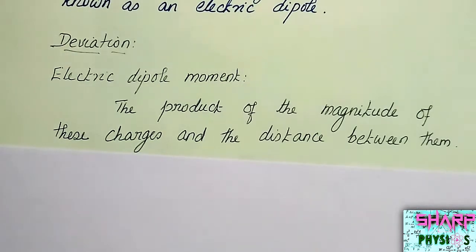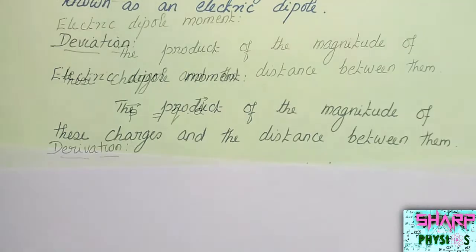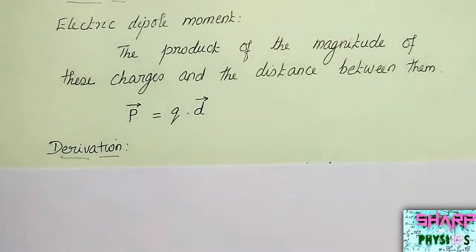So electric dipole moment is defined as the product of the magnitude of these charges and the distance between them. Now I'll go for a derivation for the torque on the dipole in a uniform electric field.